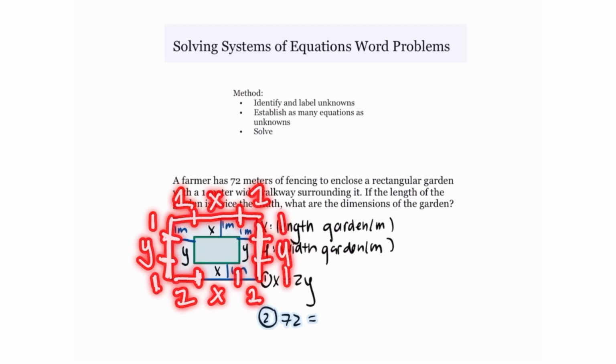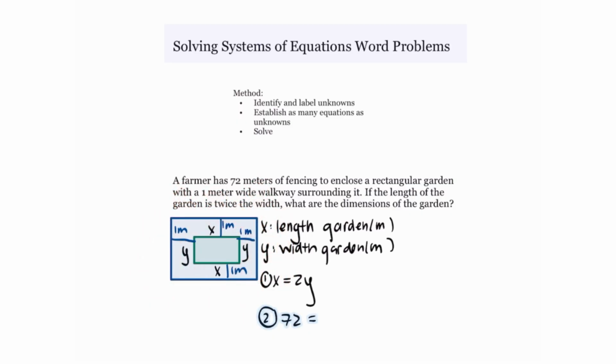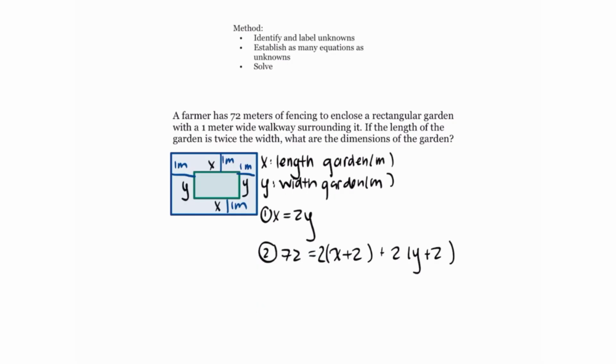So then we get that x plus 2 is one side of that fence. We have two of them, so it's 2 times (x plus 2) plus 2 times (y plus 2), and that's equal to the fencing. Now, I covered how to solve by substitution in a previous video, so I will link it here.